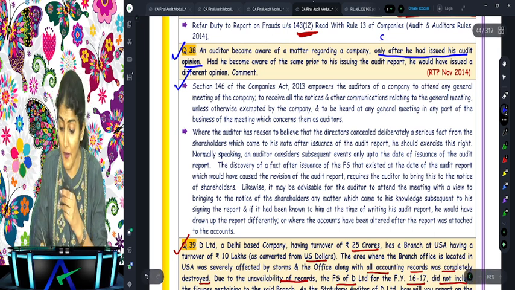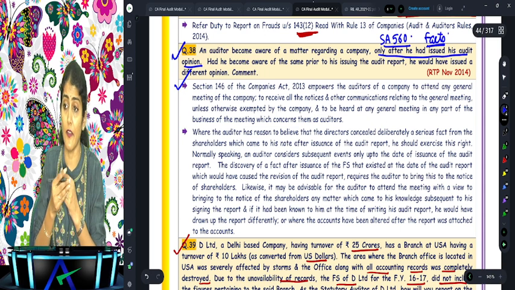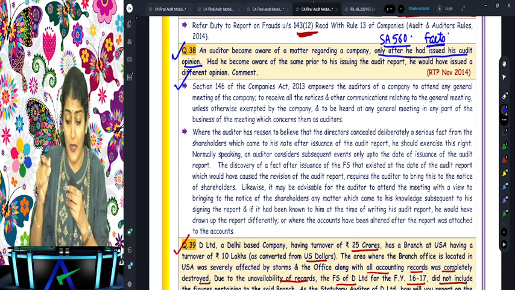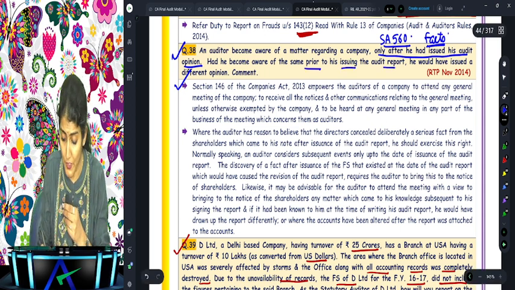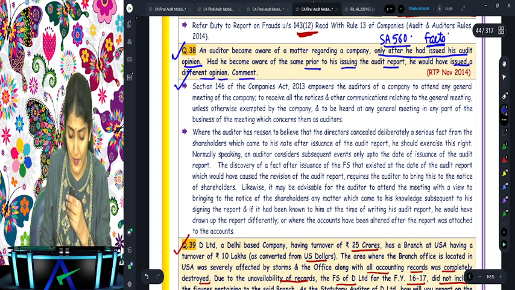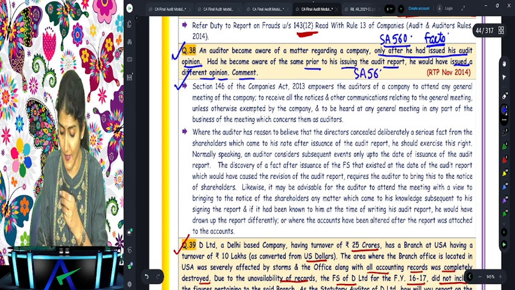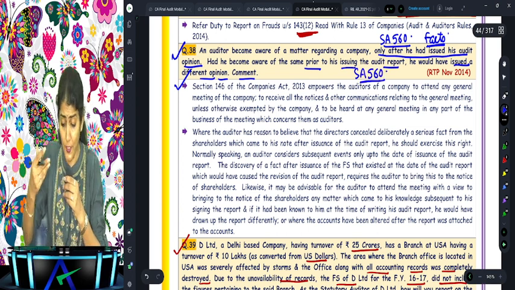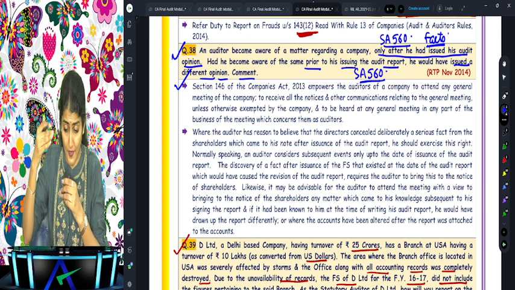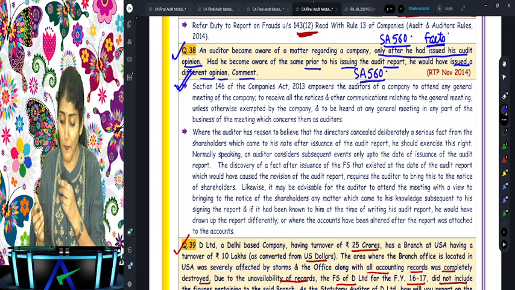Right, so subsequent events, SA 560, you understand that, right? It's a fact that becomes known to the auditor after the date of the audit report. Had he become aware of the same prior to issuing the audit report, he would have issued a different opinion or comment. So one thing we can write in the answer is about SA 560, and second, now that you've come to know about a fact after the date of the audit report, you still have one more weapon with you. What is that one more weapon?